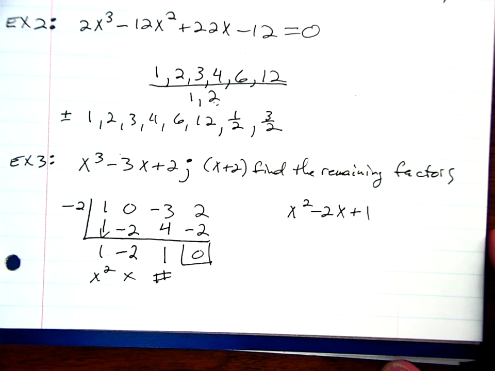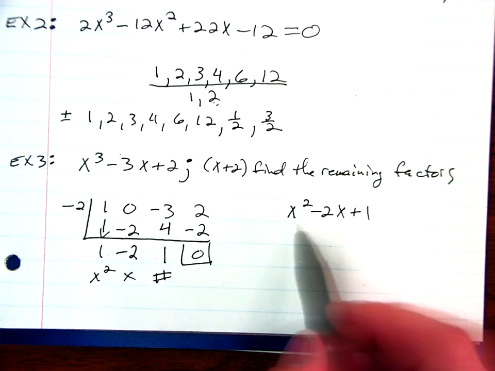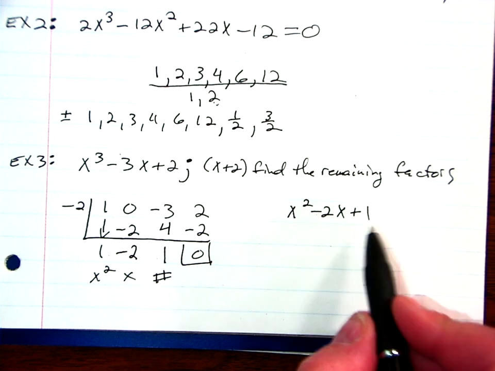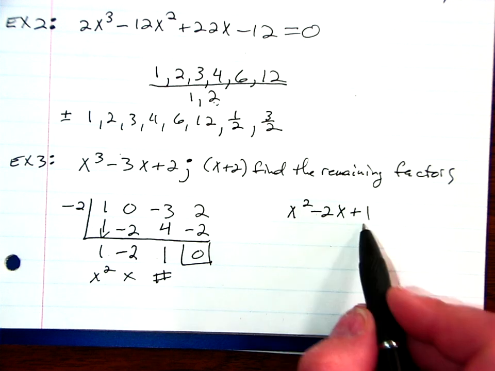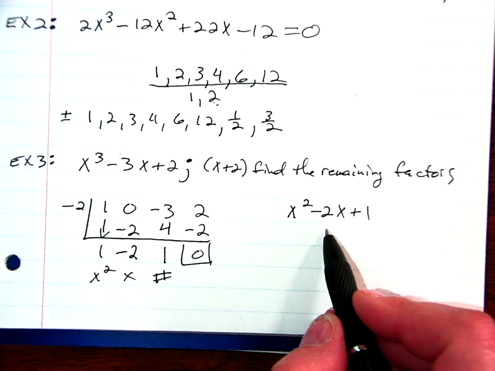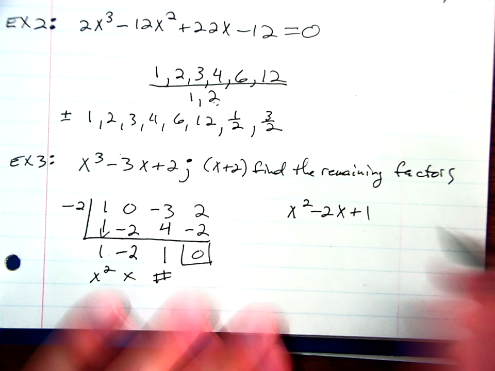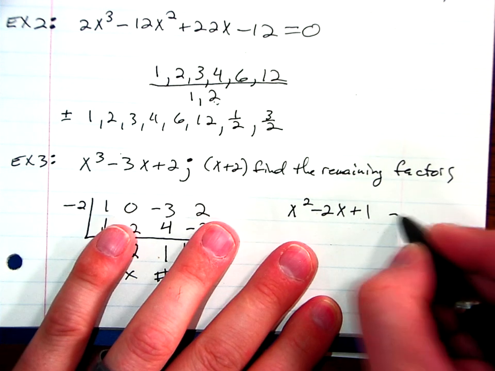It says find the remaining factors. So do you think this will factor? Are there factors of 1 that equal 2? Signs are the same, both negative. Try again. So we need factors of -2.